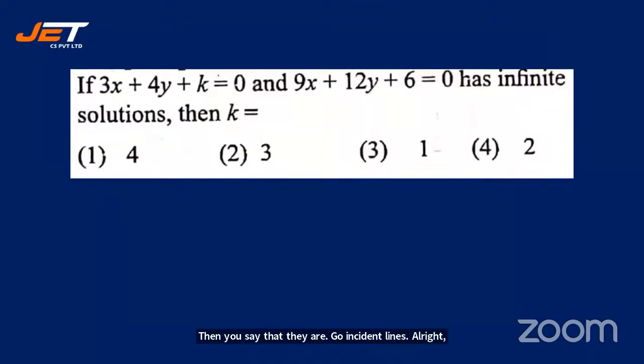If 3x plus by plus k is equal to 0 and 9x plus 12y plus 6 is equal to 0, it has infinite solution. Then what is the value of k? So if lines have infinite solutions, it means that A1 by A2 is equal to B1 by B2 is equal to C1 by C2. Isn't it? So now I'm sure you'll be able to find the value of k. I'm giving you 30 seconds. Quickly work out and come back to me. Put your answers in the chat box.